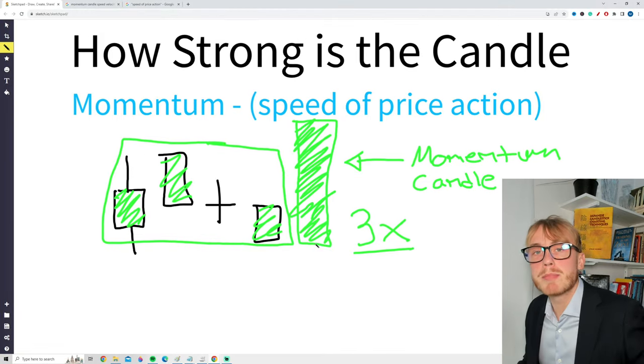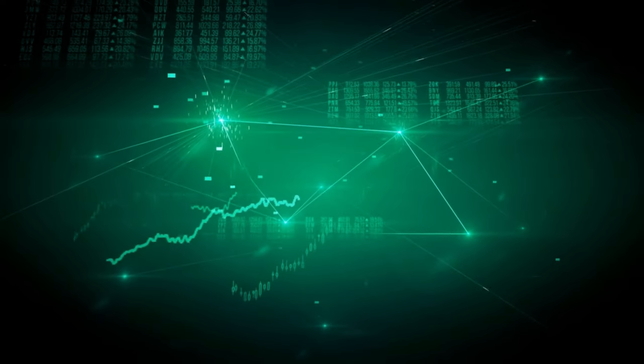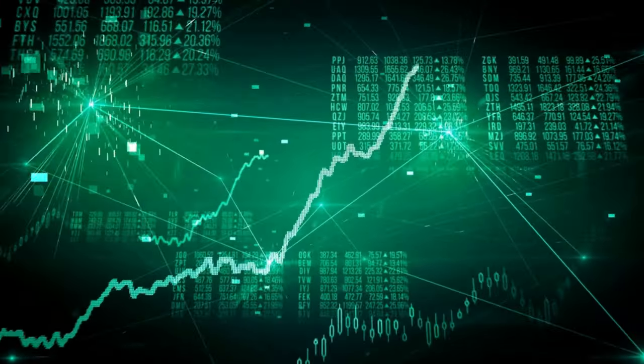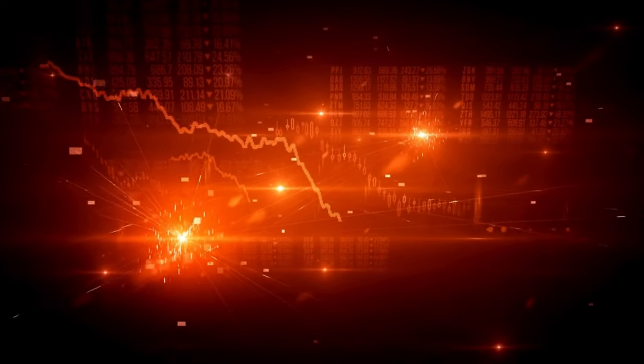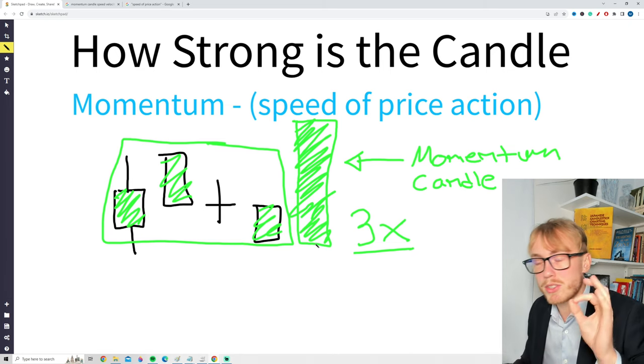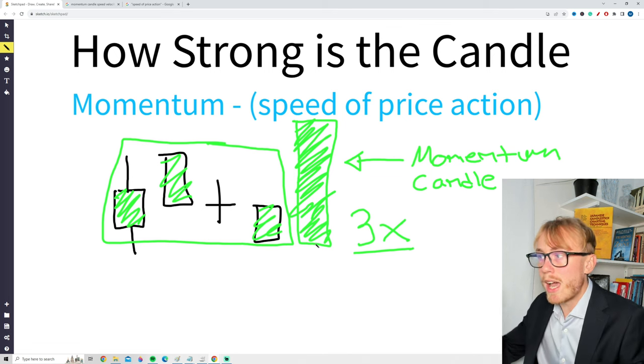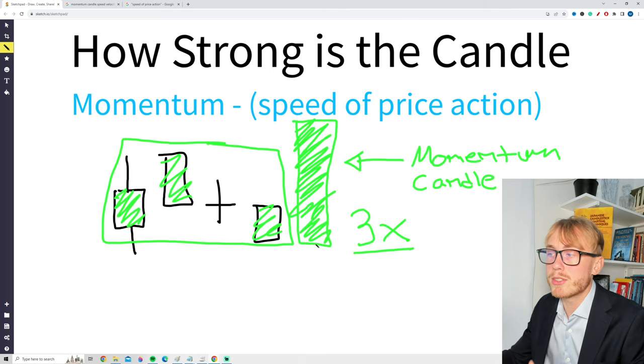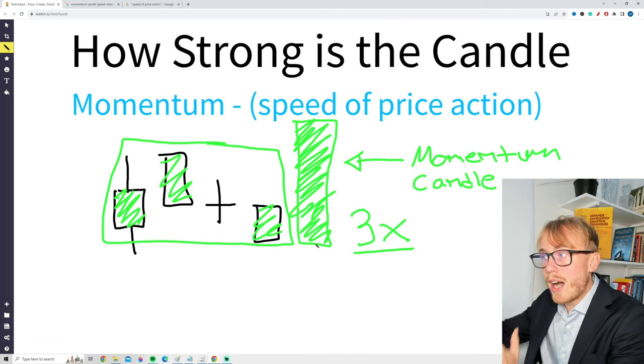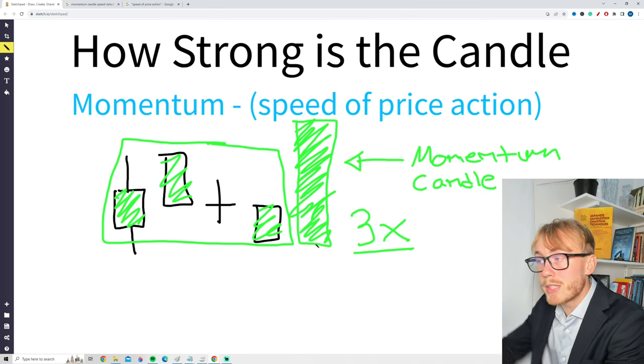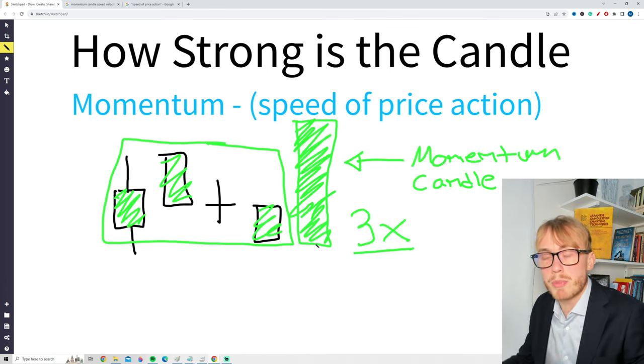Many times, momentum candles can actually be the beginning of massive uptrends or the beginning of massive downtrends. The momentum candle is super important to be able to spot. And the most important thing about momentum candles is, as I said, how large the real body of the momentum candle is compared to the previous price action.